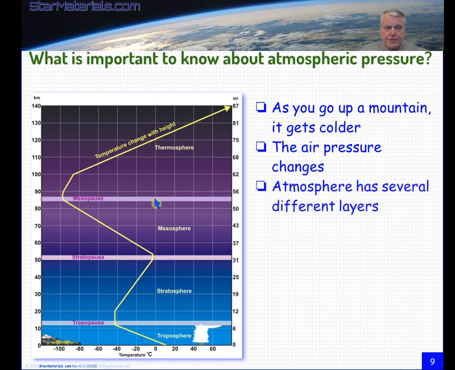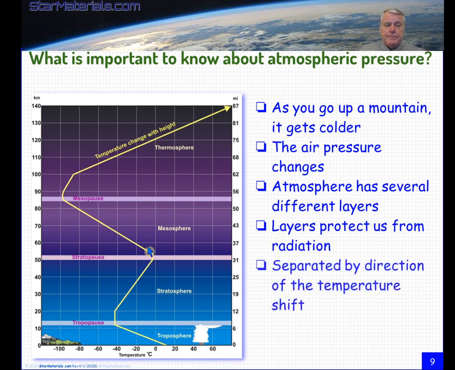Now, the atmosphere has several different layers, and different layers protect us from radiation. And the layers of the atmosphere are separated by the temperature shift. In other words, the temperature goes down as you go up in altitude in the troposphere, and then it changes, and that's a different lesson. But pretty much most of the air is in the troposphere, so the air pressure there is the highest.